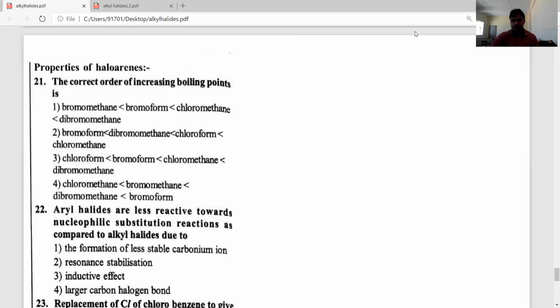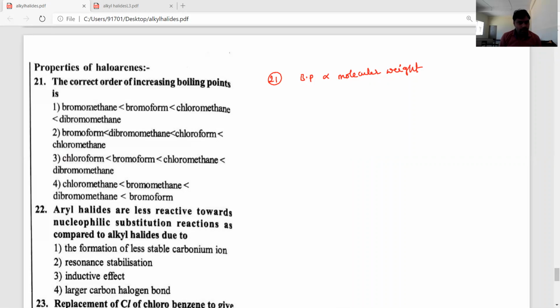Okay, let's listen carefully. The correct increasing boiling point order. This type of question came earlier also. How to solve this question? The boiling point is directly proportional to molecular weight. So the one having more molecular weight has the higher boiling point. Let's see the correct one.